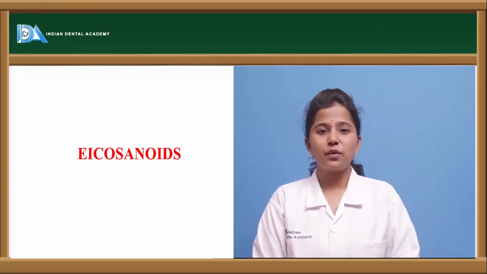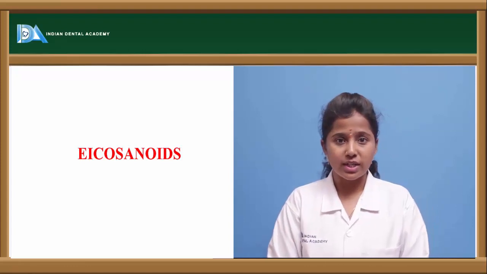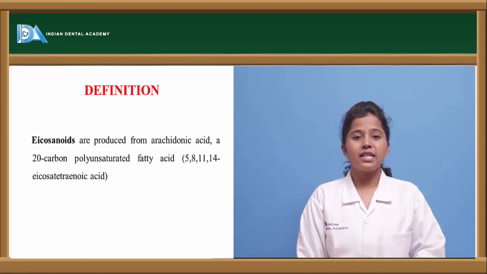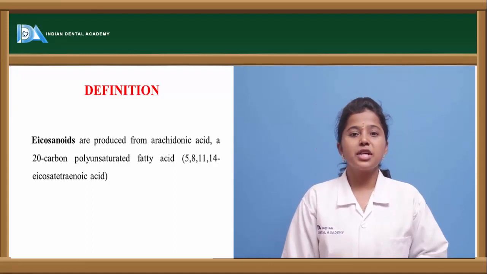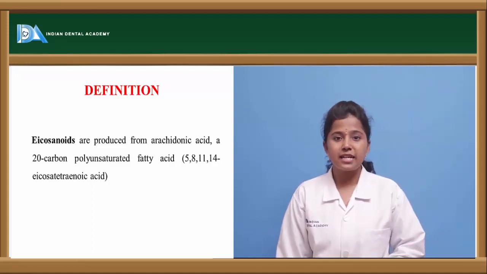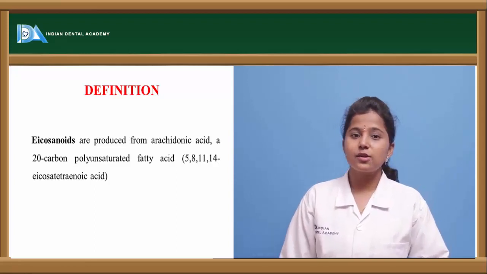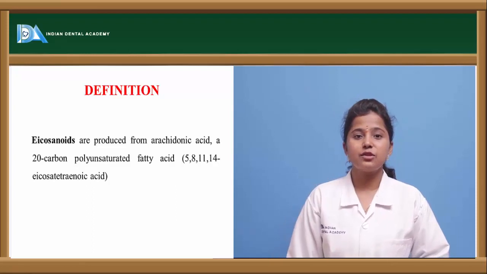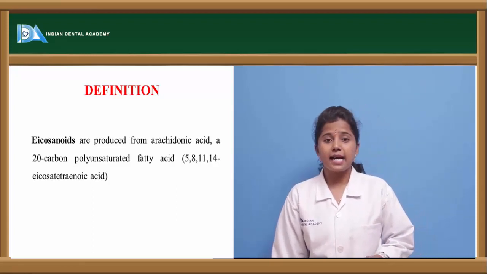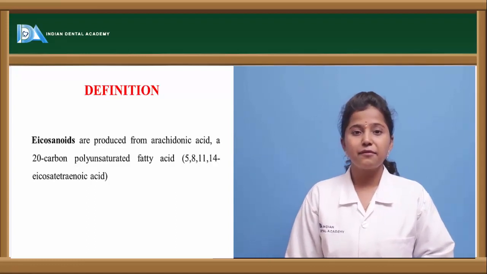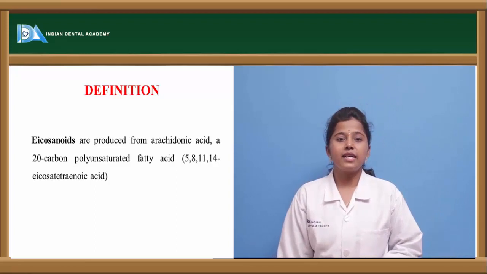Today we'll discuss one of the topics, that is eicosanoids. What are these eicosanoids? Eicosanoids are 20 carbon polyunsaturated fatty acids which are synthesized from an unsaturated fatty acid called arachidonic acid. Arachidonic acid is also a polyunsaturated fatty acid from which these eicosanoids are formed. And these eicosanoids are chemically 5, 8, 11 and 14 eicosatetraenoic acid.